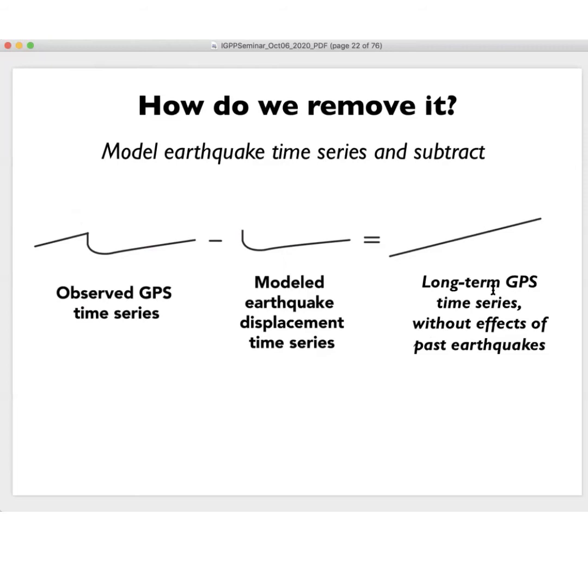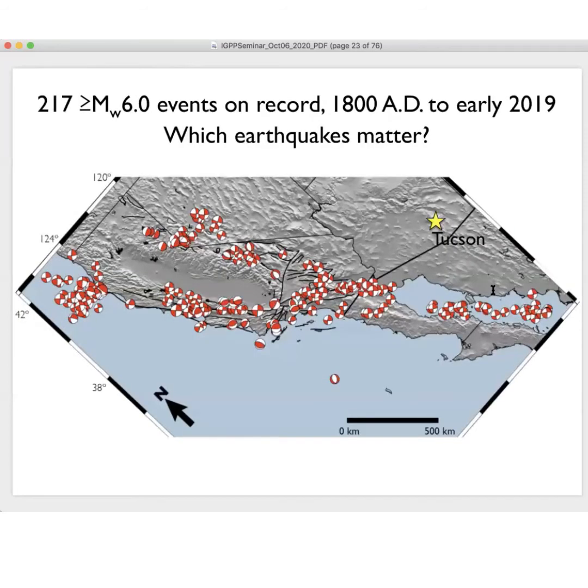So this gets a little complicated because, as you remember, we're working in a plate boundary and there's a lot of earthquakes, right? So what you're seeing here are 217 magnitude 6.0 events and larger that have occurred in the historical record from year 1800 to early 2019. As a note, we do not include Ridgecrest in this assessment. And the question that props up here is which of these 217 events actually matter? Which ones could have produced large enough displacements that we can still measure them in the modern day? And which ones could be affecting our GPS time series based on our modeling?